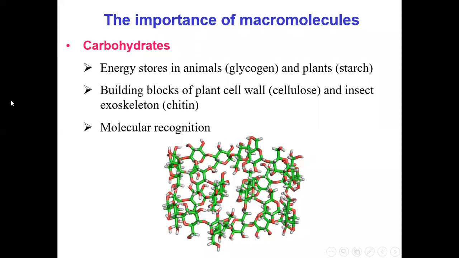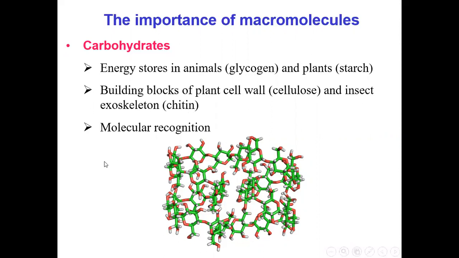Finally, we have carbohydrates, or complex sugars, which are made of smaller sugars called monosaccharides. And this type of macromolecules have also some important functions in living organisms. Some of them function as energy stores, for example, glycogen in animals and starch in plants. Others build larger structures, like cellulose, which is the most abundant organic molecule on Earth, and it builds the plant cell wall. Another carbohydrate, chitin, builds the exoskeleton of insects.